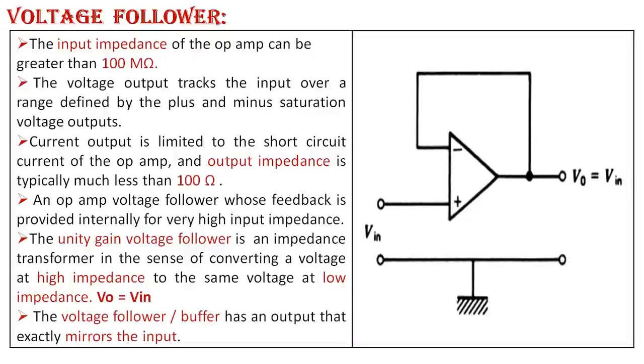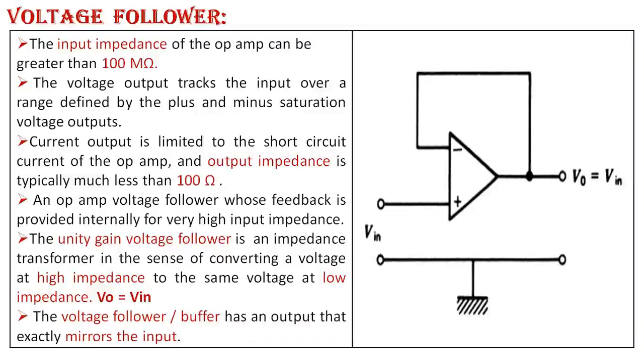The diagram shows the input directly connected to the output. The input impedance of the op-amp can be greater than 100 megaohm. The output voltage tracks the input over a range defined by the plus/minus saturation voltage. Current output is limited to the short circuit current of the op-amp, and output impedance is typically much less than 100 ohm. An op-amp voltage follower whose feedback is provided internally has very high input impedance. The unity gain voltage follower is an impedance transformer in the sense of converting a voltage at high impedance to the same voltage at low impedance.